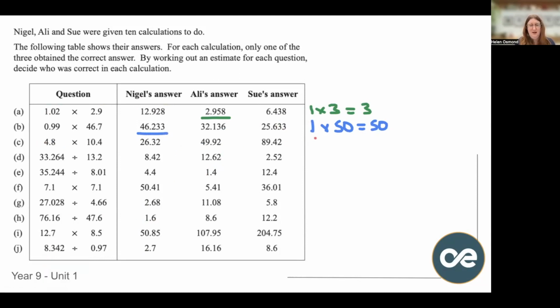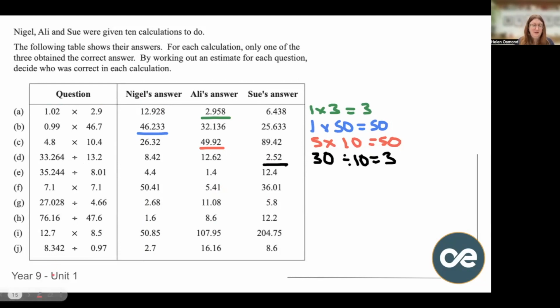4.8 times 10.4. So this is roughly 5 times 10. Again, we're around the 50 mark, which is going to be this one here. Back to Ali. We have got then the next one. We can do these calculations for divisions as well, and additions and subtractions. It still works. So this is roughly 30. Let's say that's 30 divided by 10. So the answer that's sort of in the region of 3, which means Sue has got that answer correct.